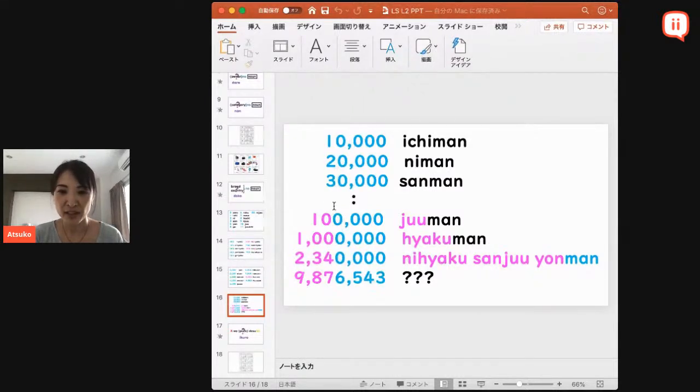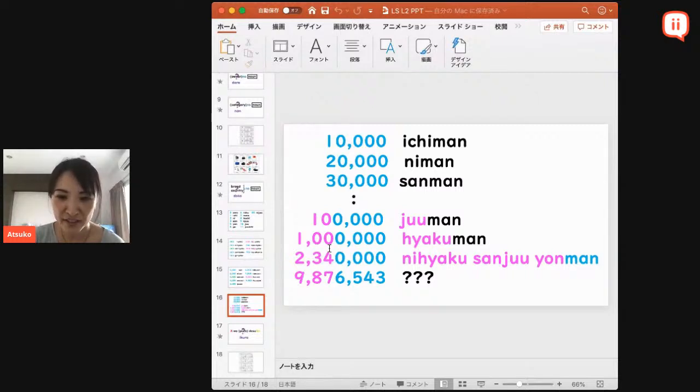And one hundred thousand. When we read big, large numbers in Japanese, we have to ignore the comma. We have to split here. So at first we read this number, ju, and man: ju man. Okay, and this pink number is one hundred. Hyaku man. Okay, then let's challenge with this.